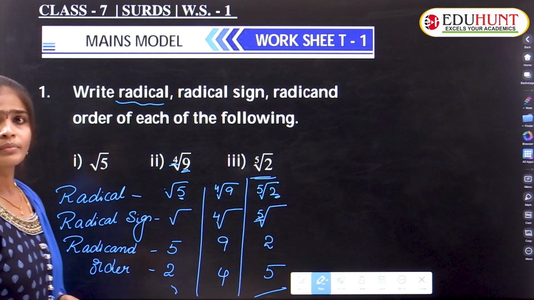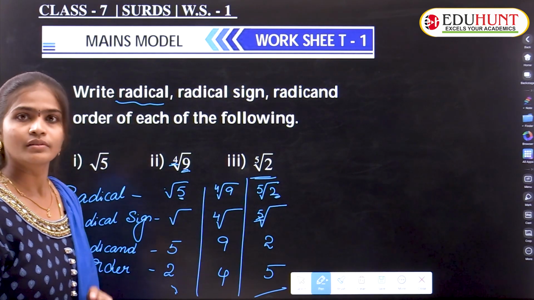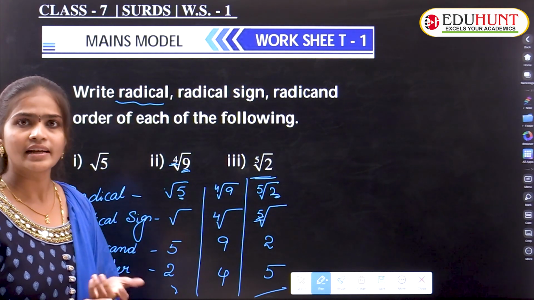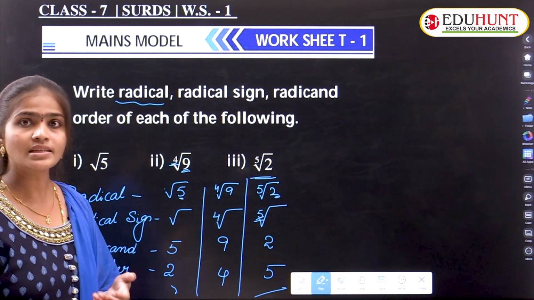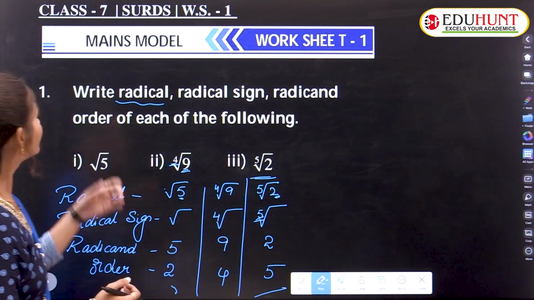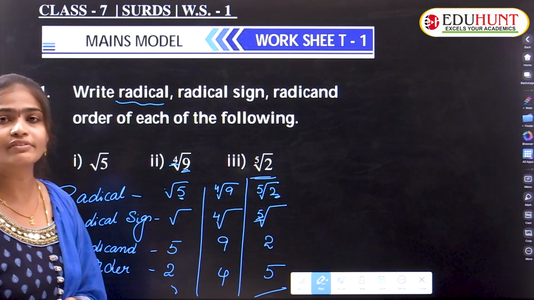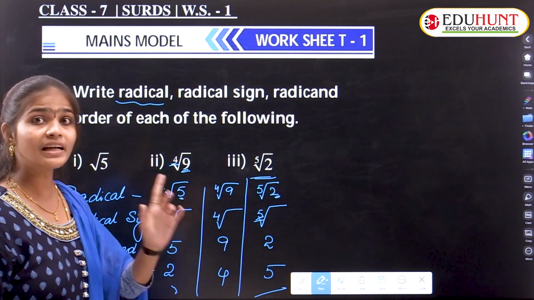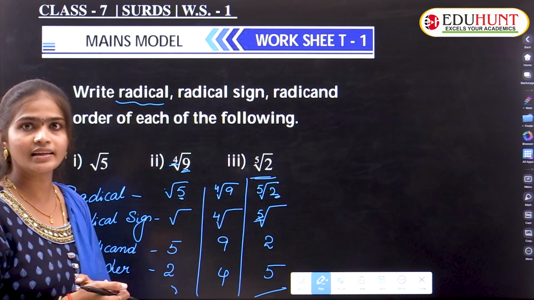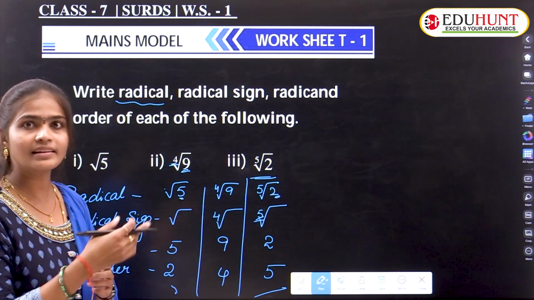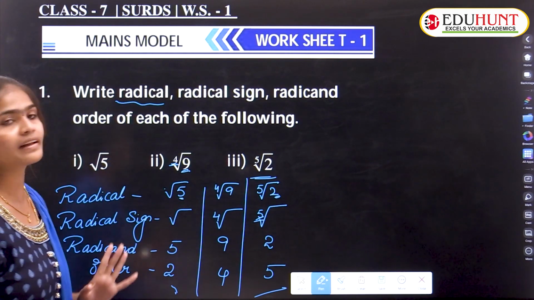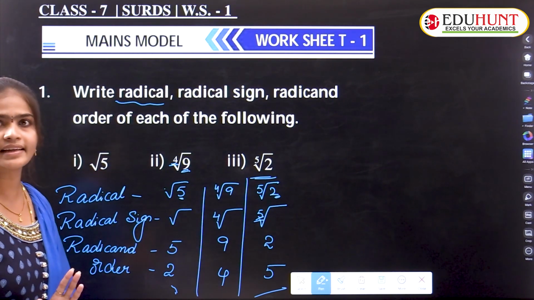Maybe you have a doubt, madam, why do we first need to identify the radical? They will give one of the numbers. First we have to check whether it is a radical or not. Radical means whether it is a surd or not. A surd has some properties, right? Already we discussed them in the theory part. So first we have to observe whether the given number is a radical or not. If it is a radical, then only can we identify the remaining parts. If it is not a radical, then it is some rational number, and rational numbers don't have all these parts. That's why we first have to identify whether the given number is a radical or not.